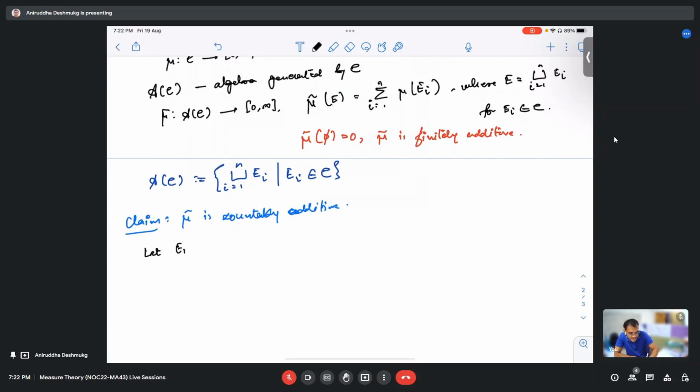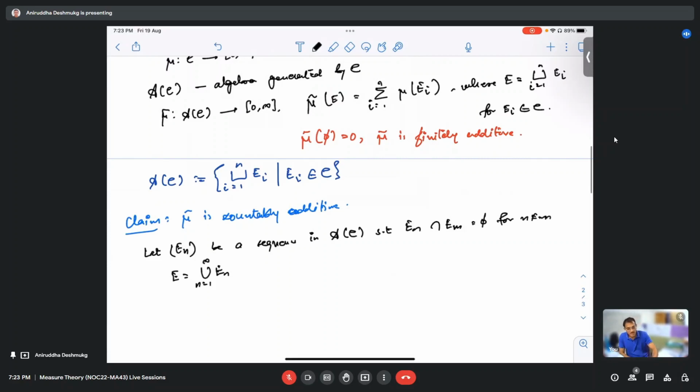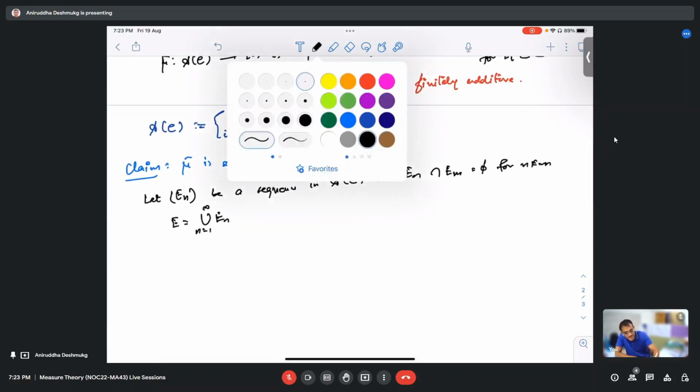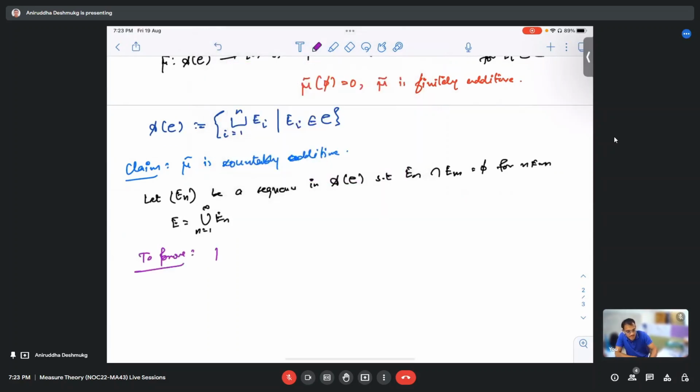So let En be a sequence in AC. I'm just calling it a sequence because we are enumerating it. Otherwise, I could also write it as a collection En. It doesn't really matter. Let En be a sequence in AC such that En intersection Em is empty for n not equal to m, and let E be the union of the Ens. So now this union is automatically a disjoint union. What we want to prove is that mu tilde of E is the summation n equal to 1 to infinity of mu tilde of En.